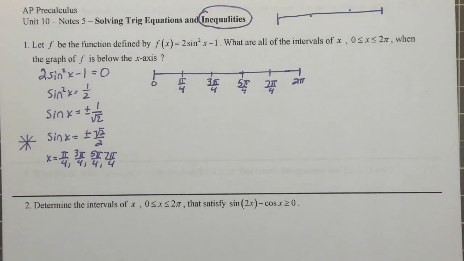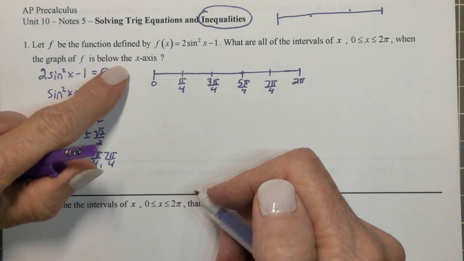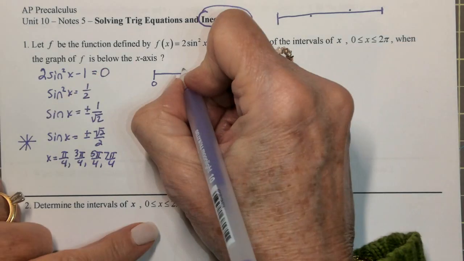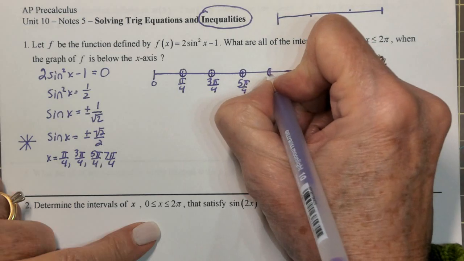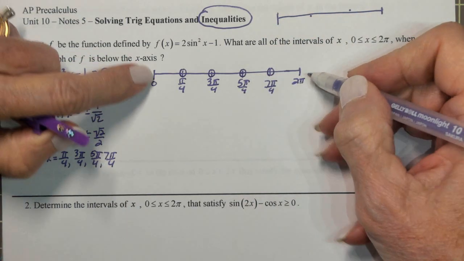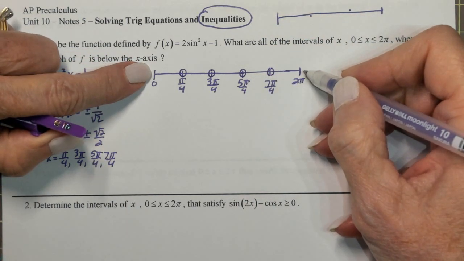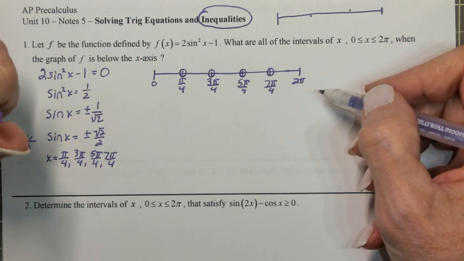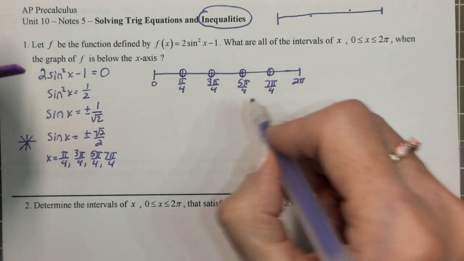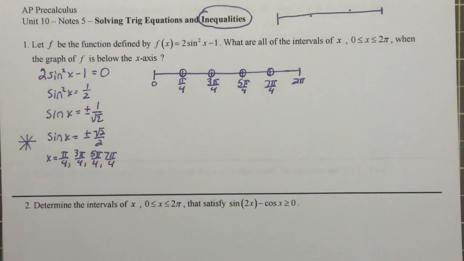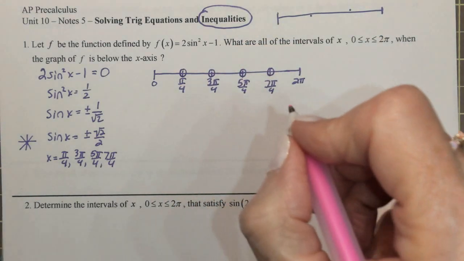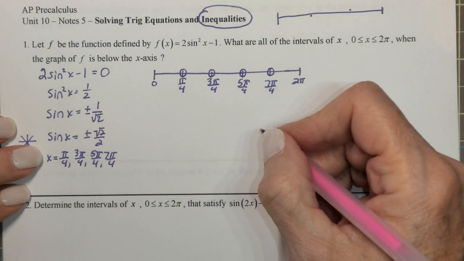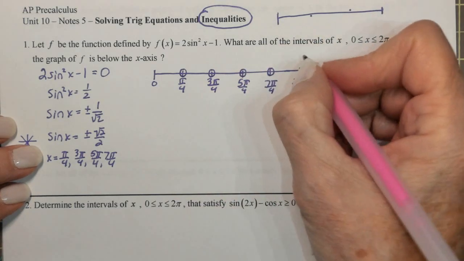Alrighty? So we want it to be below the x-axis. So I know I do not want to actually include the spots where it is on the x-axis. I'm going to have to determine if I want to include 0 and 2 pi when we are doing our sign chart. We're doing a sign chart here, so I'm going to pick values. I'm going to start by picking a nice value.